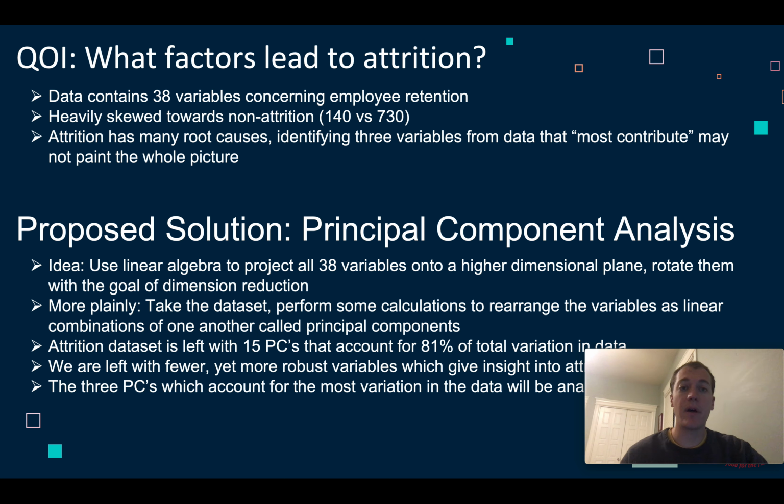So first question of interest, what causes attrition? Our data set's got about 38 variables concerning employee retention. I think that attrition probably has many root causes, and I think that identifying 3 variables from the data set that most contribute might not paint the whole picture of who stays at a company and who leaves the company.